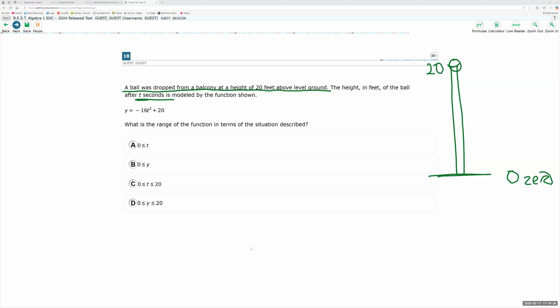t is time, measured by the function y. That means y is the height, because the height is modeled by the function. So y is the height, which is whatever time it takes. Notice that it's a negative, meaning it's dropping. It doesn't mean we go before time. We cannot go backwards in time, but it means the direction is dropping.